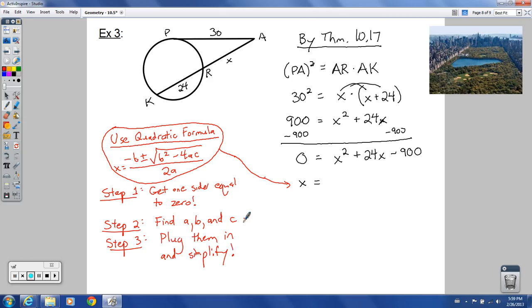I get really excited about math sometimes, so I'm going to put exclamation points everywhere. Yes, that's what we want to do. Plug them in and simplify. Get one side equal to 0. Find a, b, and c. What is a, b, and c here?